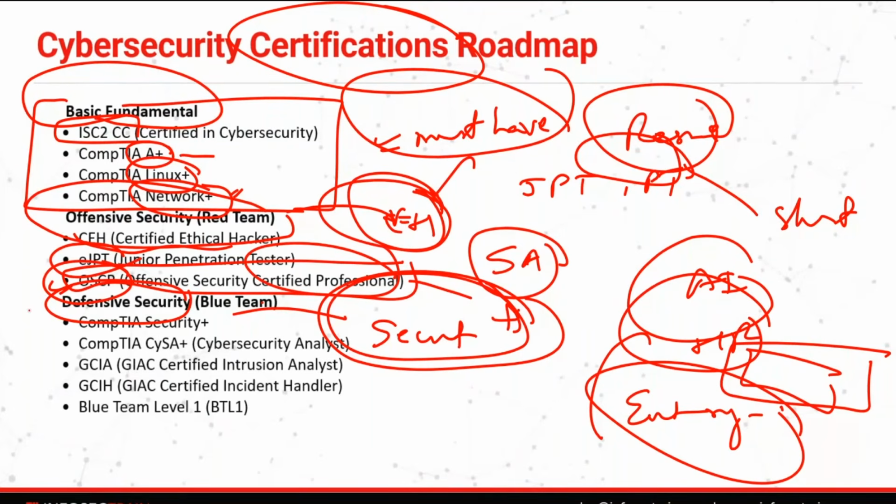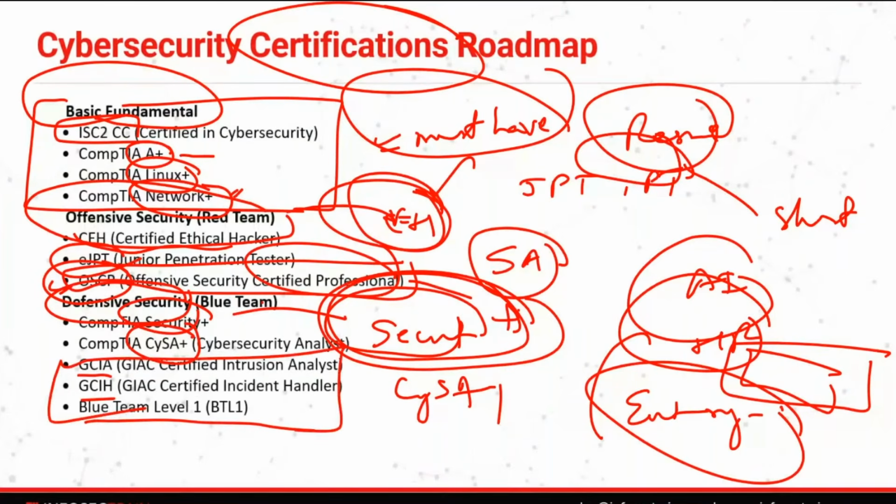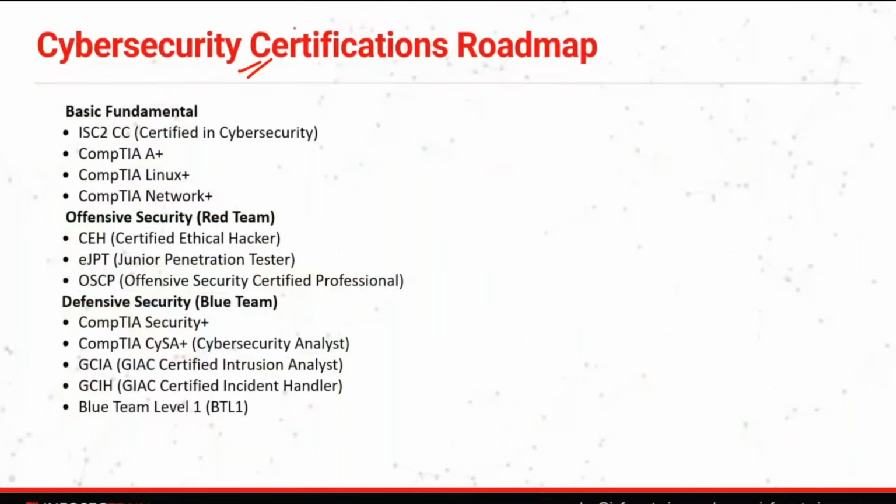Then we have defensive security. In that, Security Plus, as I told you, and you can also go for CySA Plus. So these are the two certifications you can have. Then after that, we also have GCIA, GCIH, Blue Team Level 1. These certifications also you can go for. So these are your certification lists. And now let us look into more intermediate and advanced certifications.